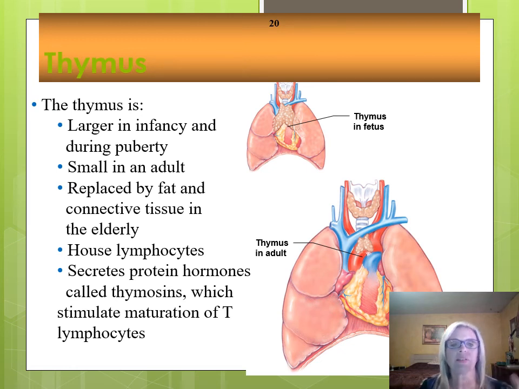So the thymus is actually larger in infancy and decreases. It's smaller in an adult, and in the elderly, it's eventually replaced by fat and connective tissue. This is where the lymphocytes are located. It functions to secrete protein hormones that are called thymosins, and those stimulate T lymphocytes to mature.